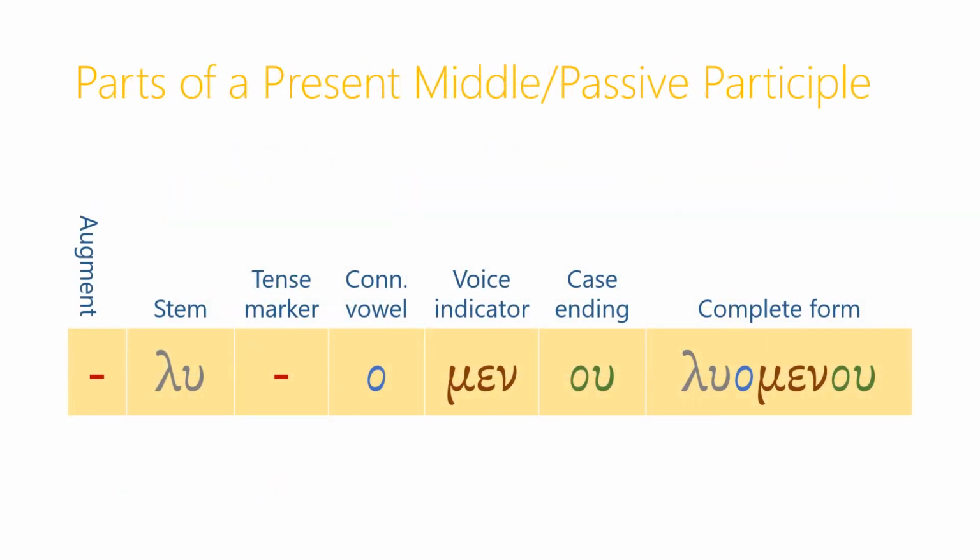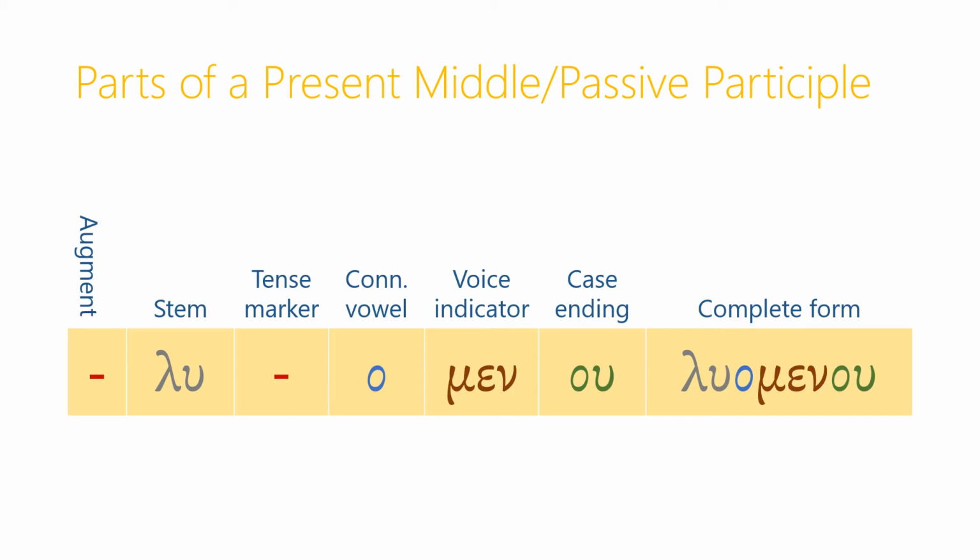What about middle passive participles in the present? Well, here again are the parts of a present middle passive participle. No augment still, because these are participles. We have the lu stem, no tense marker, the omicron connecting vowel, and really the only difference between the present active and present middle passive is the voice indicator.